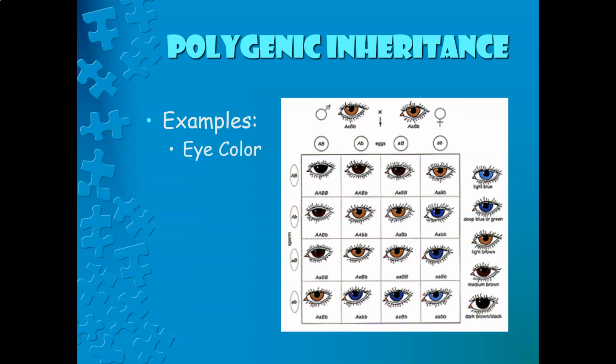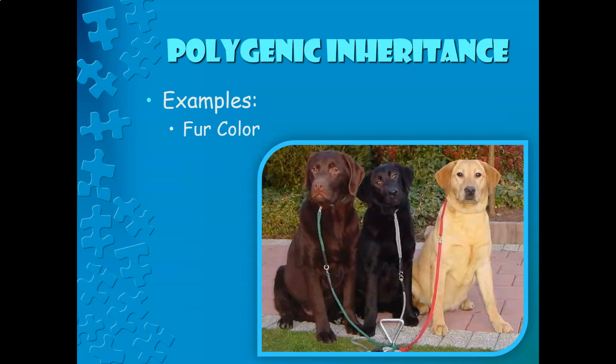Eye color works the same way. There are multiple alleles that control those, and that's why we get that range in coloration in your eyes as well. And fur color, same thing in something like our cute little puppies here. There's a range of coloration. Why? Because there's more than one gene controlling that characteristic in your genome.